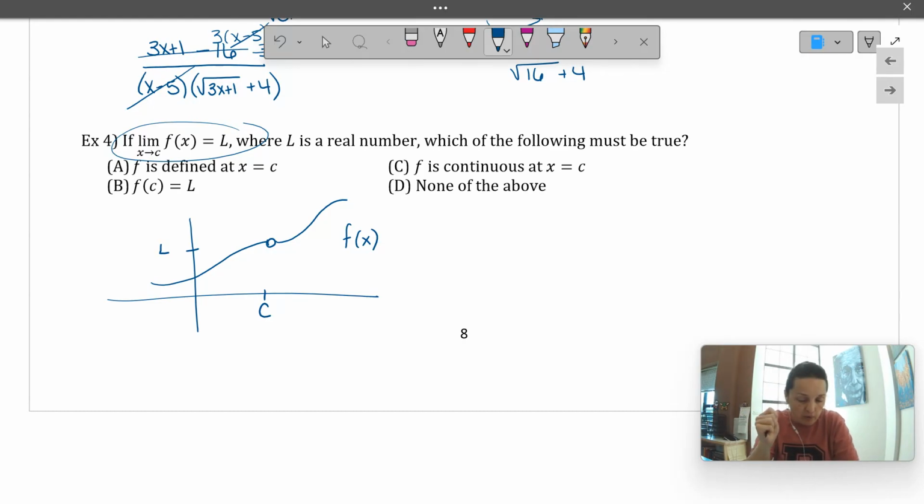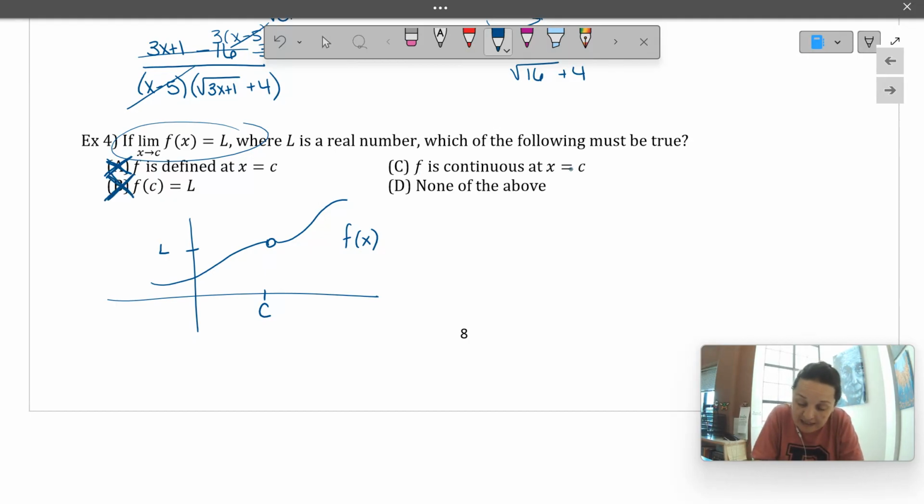So it says, which of the following must be true? A, does f have to be defined at c? There might be a hole there. Just because the limit exists doesn't mean the function exists. B, f of c equals L. Well, no, the function doesn't have to be defined. There just needs to be a hole there.